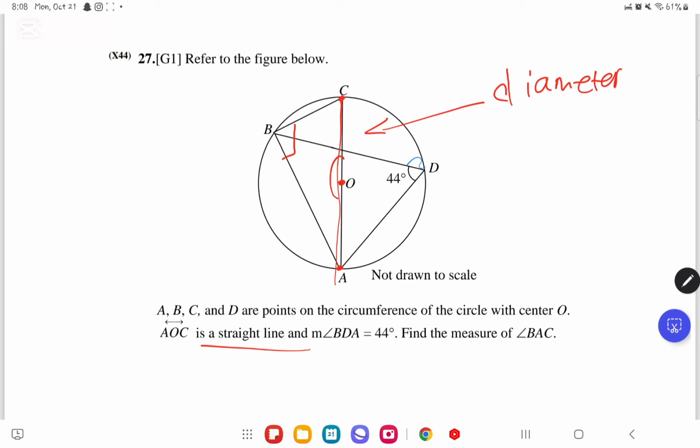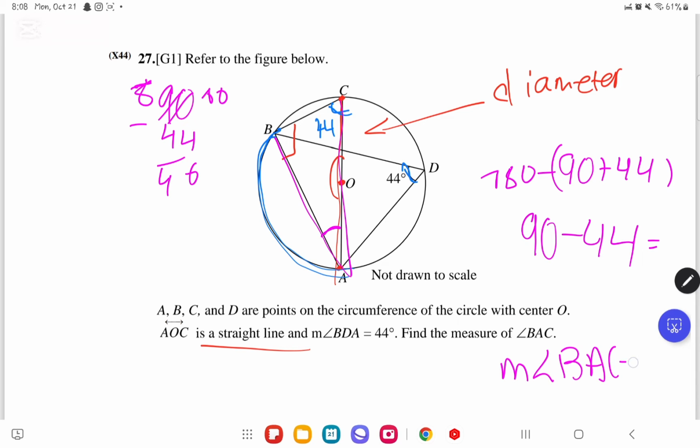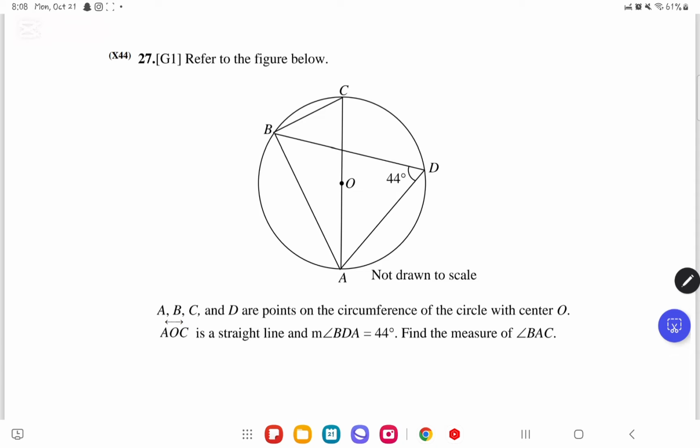Okay, and this angle over here is 44. It intercepts this arc. This angle over here also intercepts the same arc. So if this is 44, then this angle also over here is 44. So very easily we can find the measure of angle BAC. You can either do 180 minus 90 plus 44, or you can know directly 180 minus 90 is 90, and then 90 minus 44, 10 minus 4 is 6, this becomes 8, 46. So the measure of angle BAC is 46 degrees.